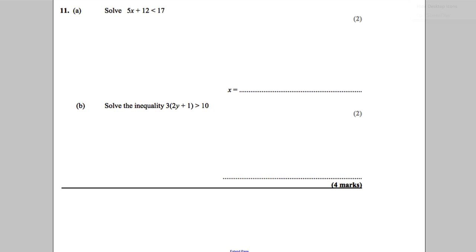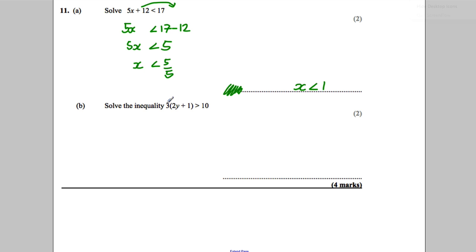Last one, we've got 2 inequalities to solve. Pause the video, have a go, I'll go through in 10 seconds. Right, so going through this, we're going to subtract 12 off both sides. So 5x would be less than 17, subtract 12. 5x would be less than 5. Divided by 5, x would be less than 5 divided by 5, which is 1. X less than 1. Don't fall for this trick here. You had to write x less than 1.